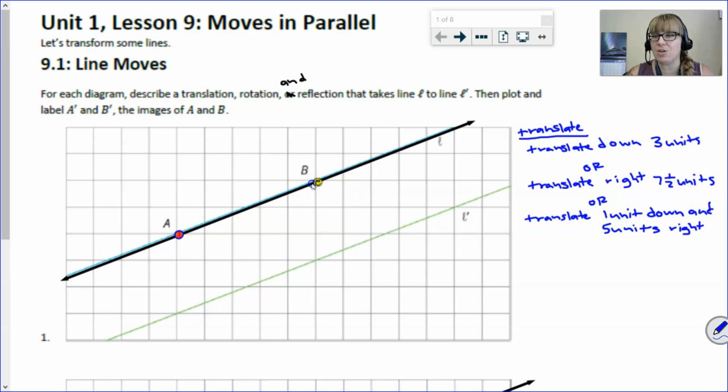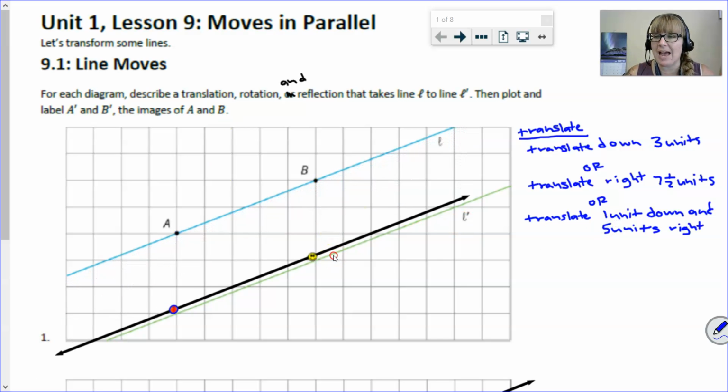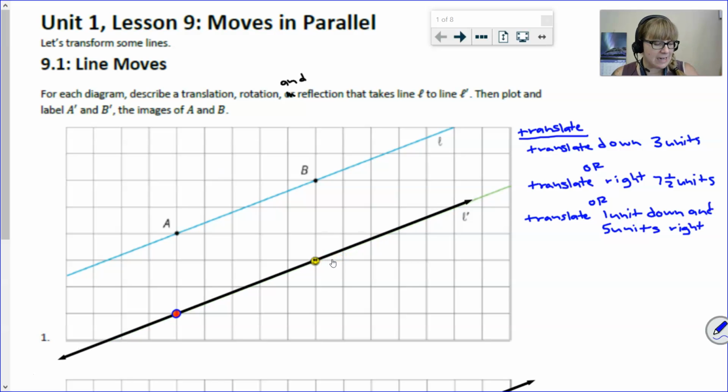Depending on how you did that transformation, you might have your points A and B in different places. So maybe this is where I'm going to have A, and this is where I'm going to have B, calling them A prime and B prime.